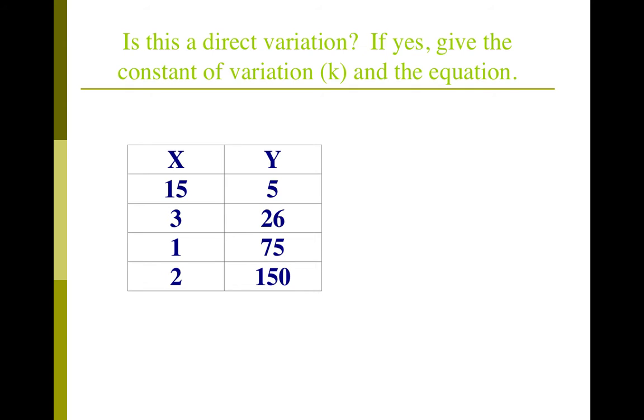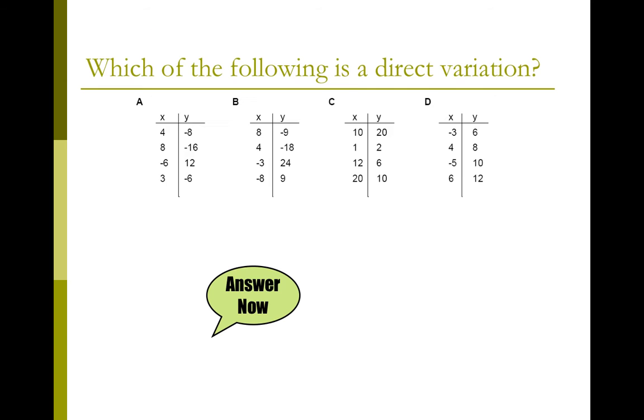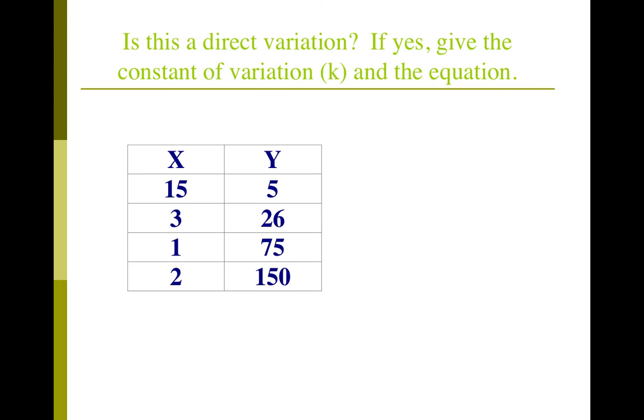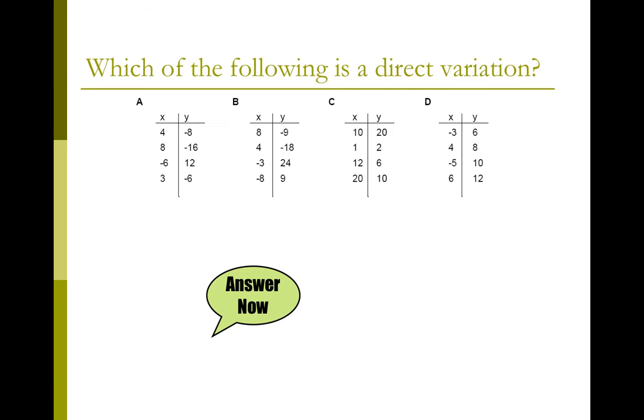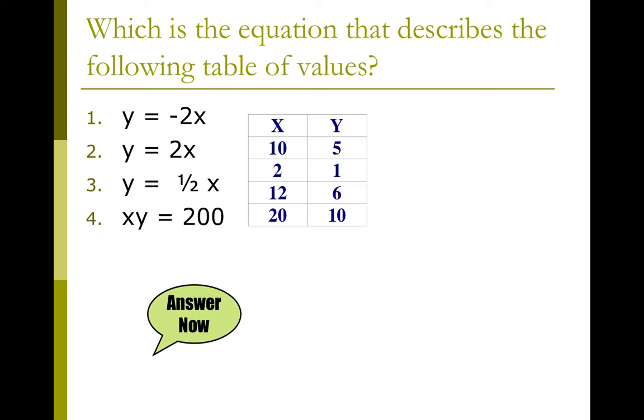What about this one? I hope you got no, because the ratio is not the same every time. Which one of these is a direct variation? Which equation goes with this table?